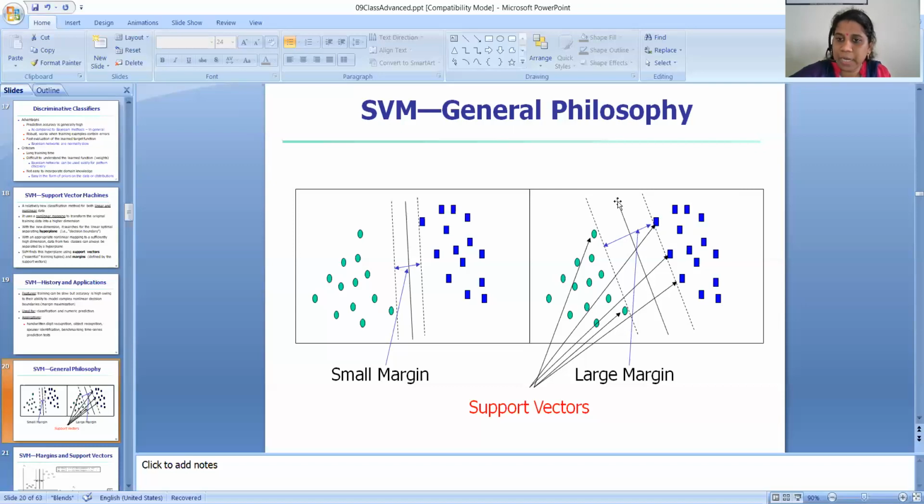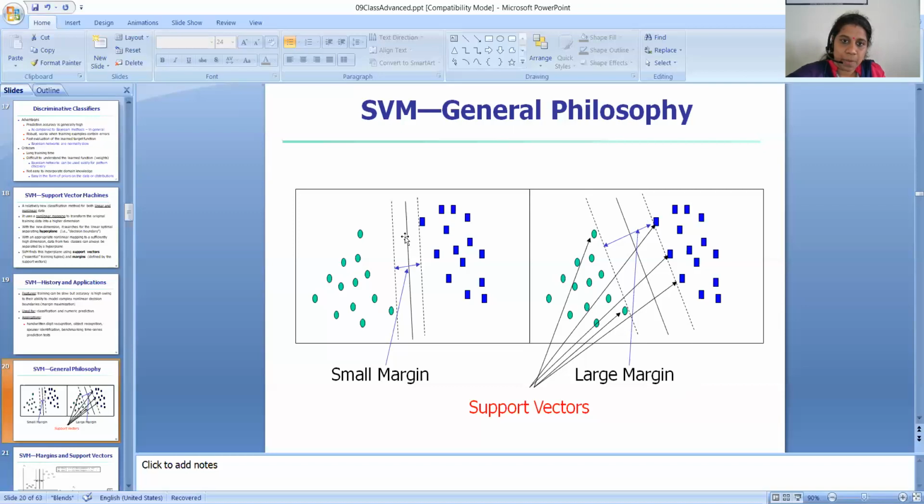So once again I'm telling, this is the hyperplane. In between two classes we can draw many hyperplanes. Our aim, for better classification and prediction purposes, is to find the large margin hyperplane, the hyperplane that is giving the large margin.